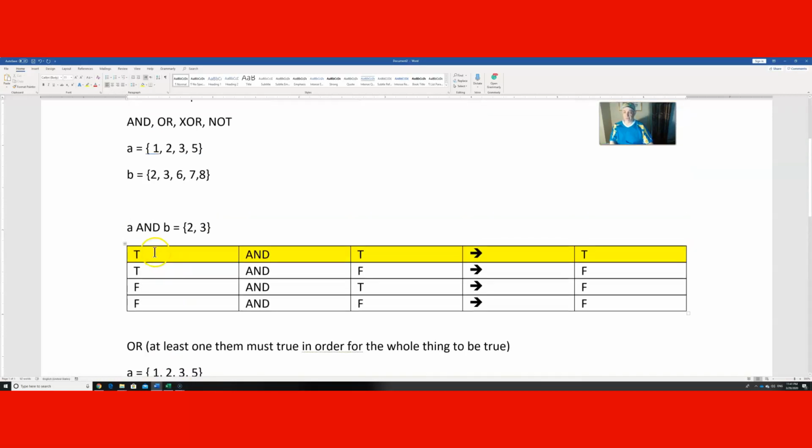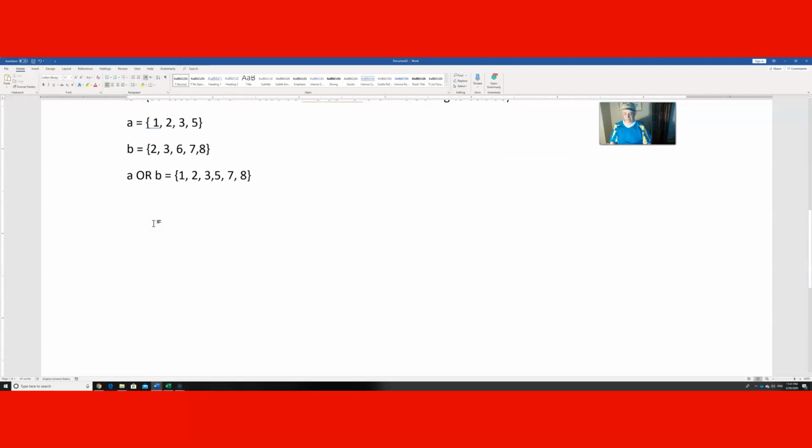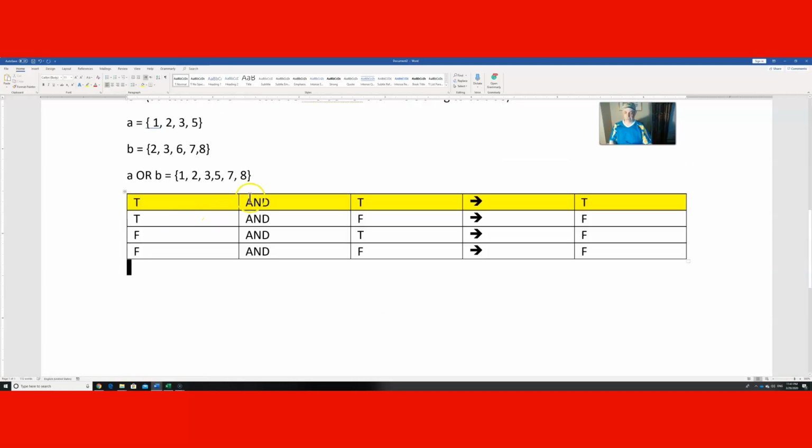So, to avoid reinventing the wheel here, I'm going to go ahead and steal this table from here by copying it and pasting it in order to build the truth table for OR.